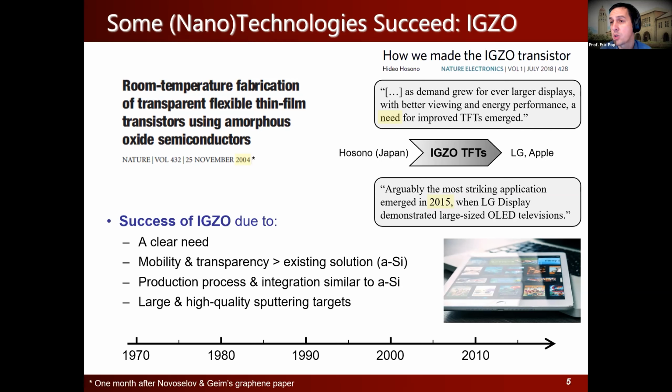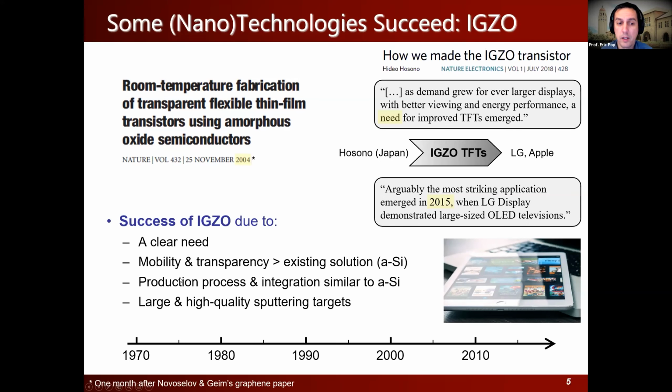So it is clearly possible to take a completely new material and to put it in consumer products and to just have it usable within 10 years. This is amazing to me. Now, the interesting question is, why did IGZO succeed so quickly? And the answers that I found, partly reading this nice short paper by Hideo Hosono in Nature Electronics, is there was a clear need for something like this.